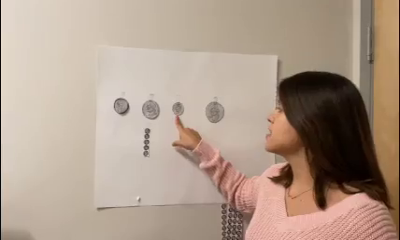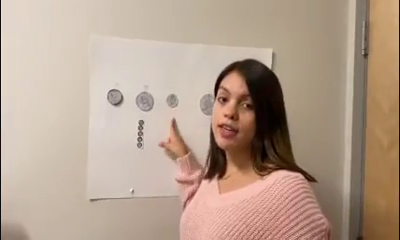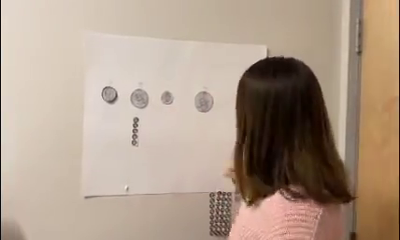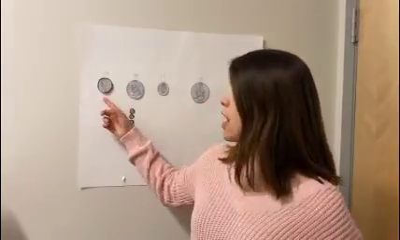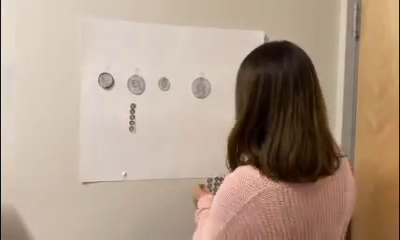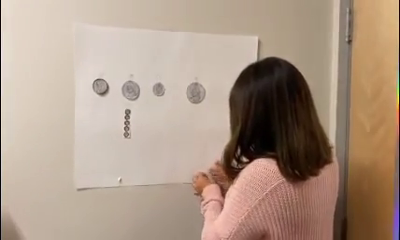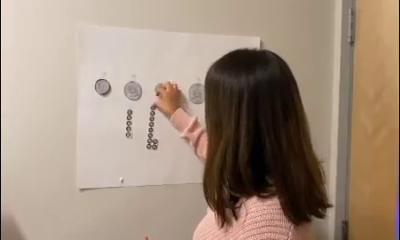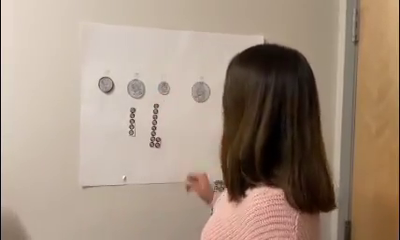So next we have our dime that equals 10 cents. How many pennies do we need to equal 10 cents? Well, let's count. How much is our penny worth? 1 cent. So ready? 1, 2, 3, 4, 5, 6, 7, 8, 9, 10. We need 10 pennies to equal a dime. So I'm going to place our 10 cents right under our dime.